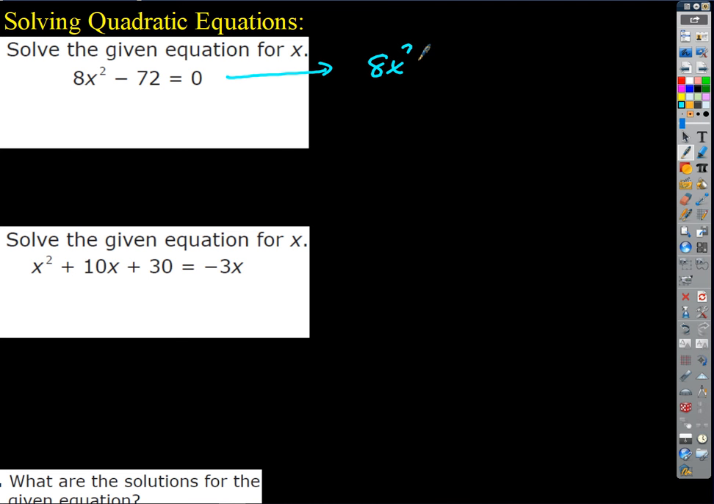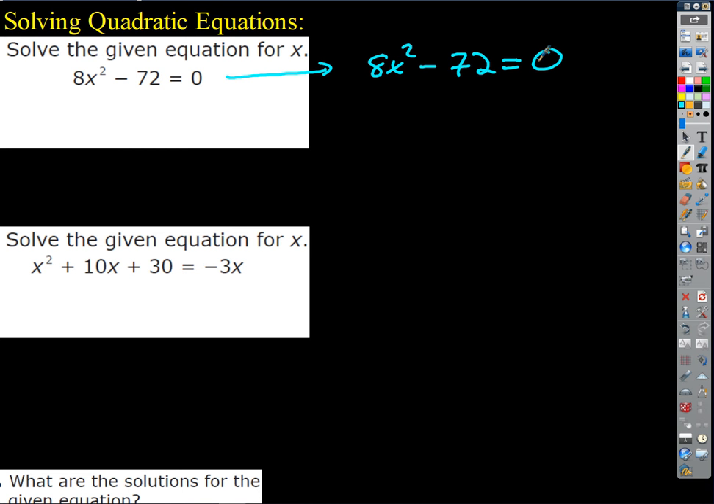So 8x squared minus 72 equals 0. So on these, it's a quadratic equation, right? The biggest power of x is 2. So on these, we're always just going to go back and think unit 2. We want to be strategic about this, right? So what's our strategy here to solve for x? We want to make it as easy as possible.